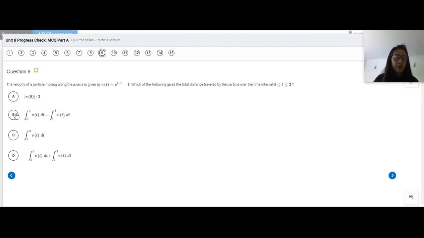And so you'll see here that between B and D, you have either a negative from 0 to 1 or a negative from 1 to 3. So what that does is it takes the negative and then makes it positive because it does minus whatever the negative parts are. That way it makes it positive. And so we want to see which one of these answer choices properly changes the negative sign. Okay, so let's go ahead and look.